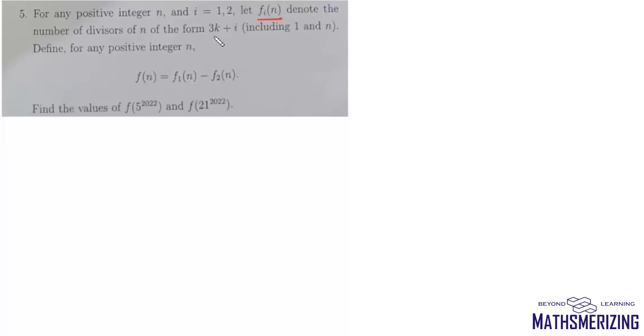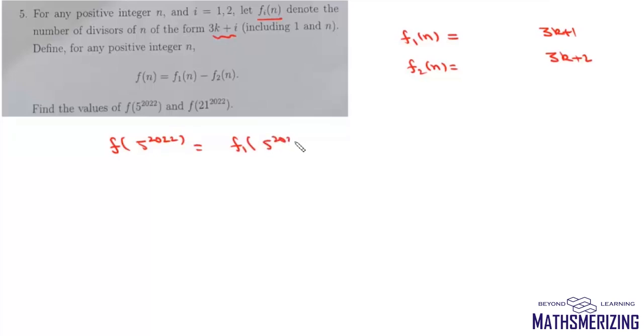Now here the fifth question is, for any positive integer n, let f_i(n) denote the number of divisors of n of the form 3k plus i. So that means this f1(n) is the number of divisors of n which are of the form 3k plus 1, and f2(n) is the number of divisors of the form 3k plus 2. Now we need to find f(5 to the power 2022), which is actually f1(5 to the power 2022) minus f2(5 to the power 2022).